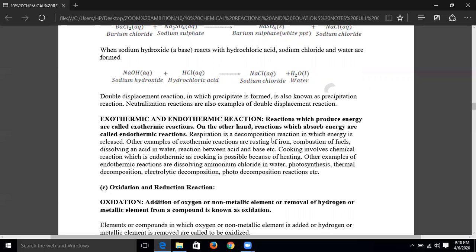rusting of iron. This is also an exothermic reaction, as heat energy is released, but because the reaction is very slow, we can't feel the heat released. Other examples are combustion of fuels, dissolving an acid in water, reaction between acid and base. These are examples of exothermic reactions. Cooking involves chemical reactions, which are endothermic, as cooking is possible because of heating. Other examples of endothermic reactions are dissolving ammonium chloride in water, photosynthesis, thermal decomposition, electrolytic decomposition, photodecomposition.